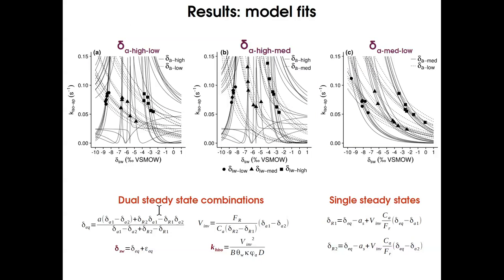So, results. I only want you to take one thing away from this, and I know it's really small, but for those combinations we have a dual steady state approach. So we have the delta A high and low, high and medium, medium and low, and the symbols represent the water treatments, going from minus 7 to 0 as circles, triangles, and squares. We've plotted the water composition we estimate against the hydration rate. All I want you to take away from this is that our approach, graphically speaking, is essentially constrained by the model response for the two single steady states. In this case, the solid lines are the atmospheric cylinder, and the dashed lines are the low dilution, and the intersection of these two models is the solution we get.